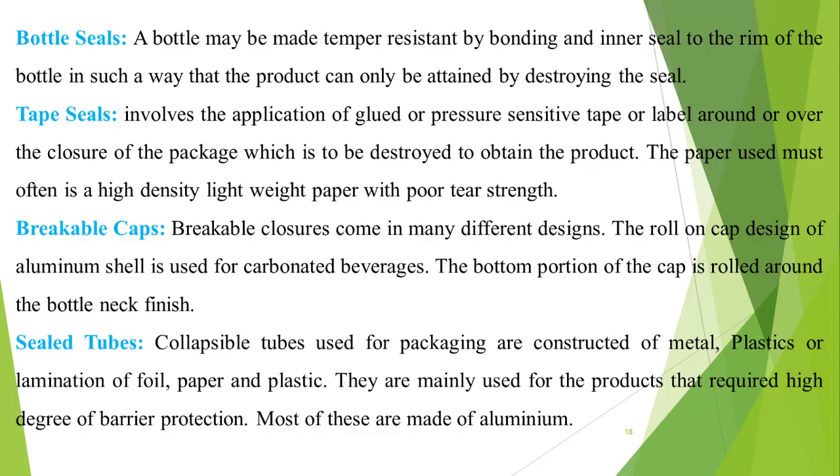The last one, sealed tubes. Collapsible tubes generally used for packaging are constructed of metal, plastic, or a lamination of foil, paper and plastic. They are mainly used for products that require a high degree of barrier protection. Most of these are made up of aluminum. Generally when you want to open these tubes, you need to break the seal. So that is called sealed tubes.